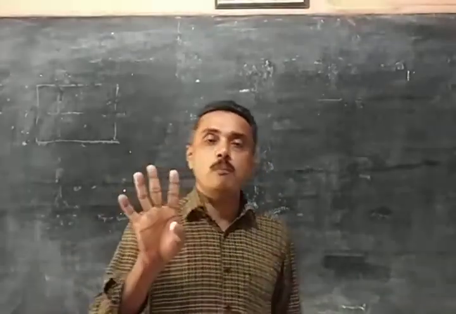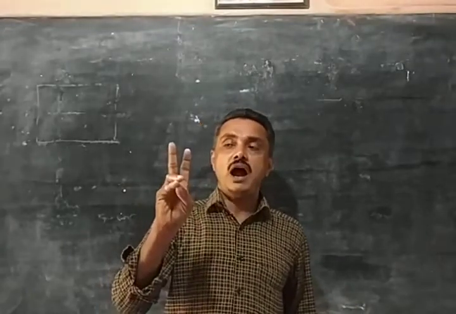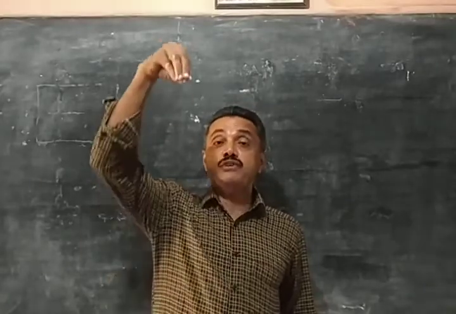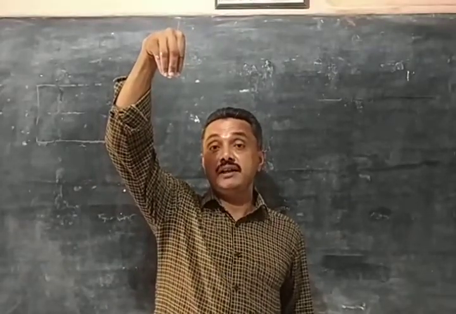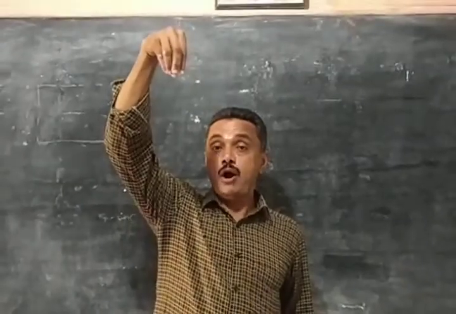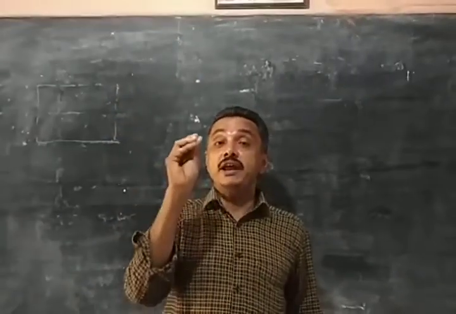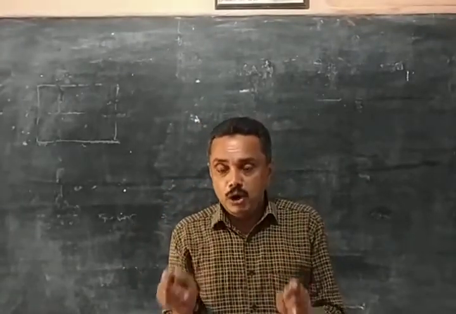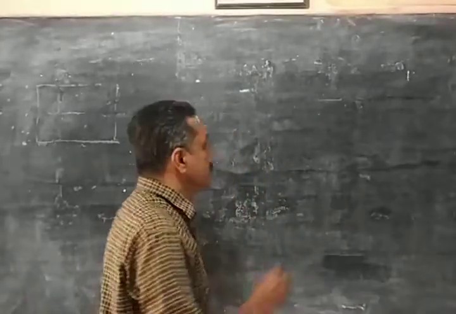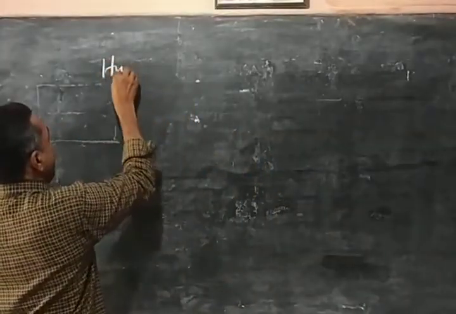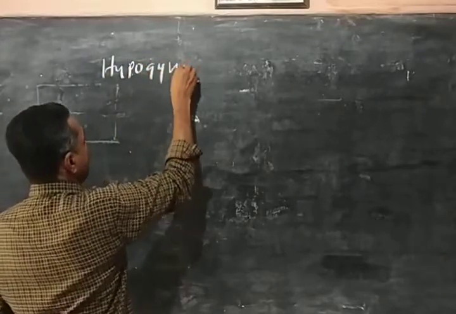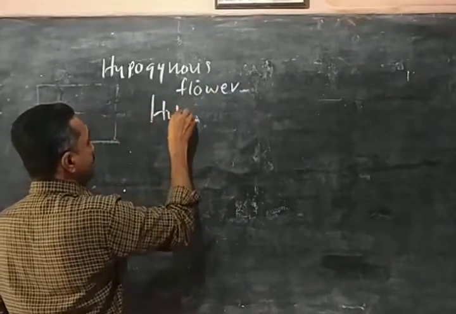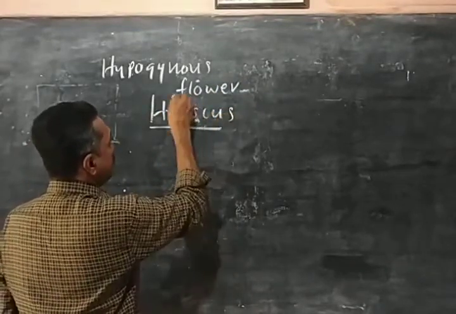A flower contains four parts, as you know: calyx, corolla, androecium and gynoecium. Of the four parts, which occupies the highest position? Ovary occupies. Sometimes the ovary is at the top position, then comes androecium below. I will draw one diagram. Some of the flowers are called hypogynous flowers. In the case of hibiscus, the flower is a hypogynous flower.